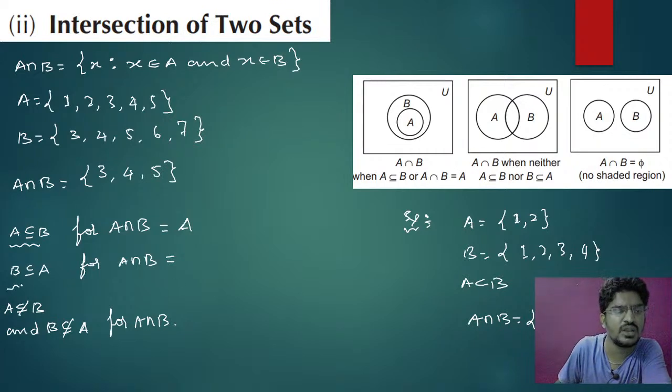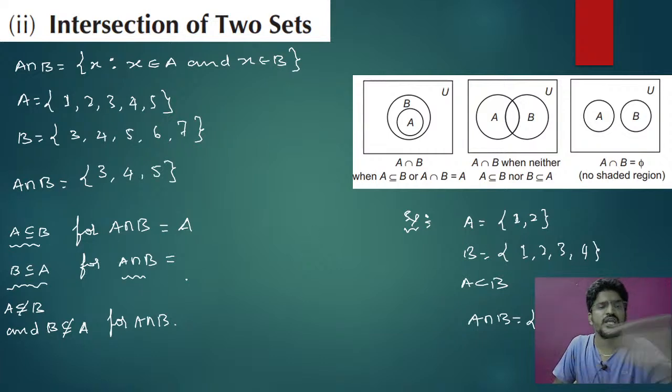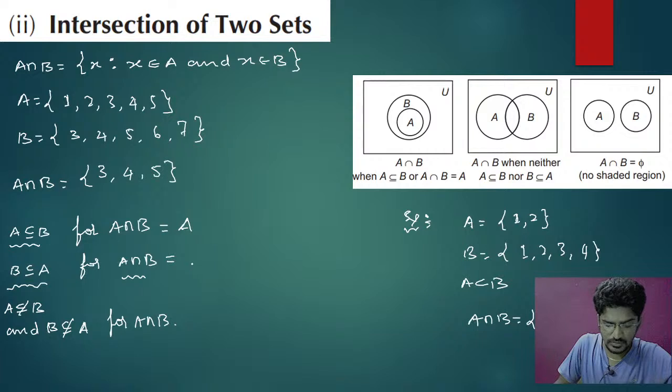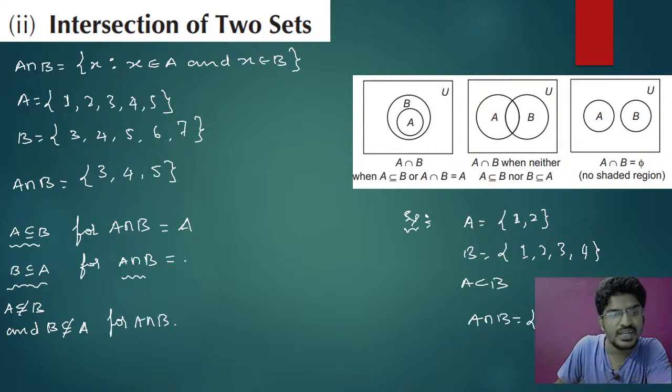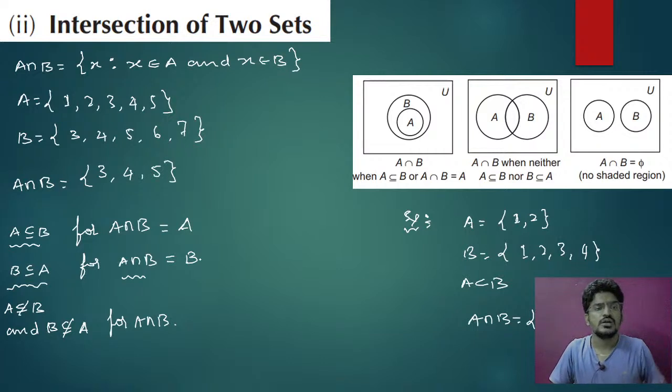Again for the second one, if B is a subset of A, what happens for A intersection B? In the second case, quickly tell me. It will be B. Okay. Clear? So now you can just see.